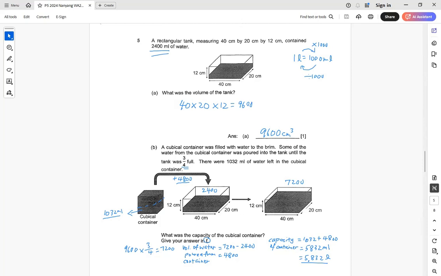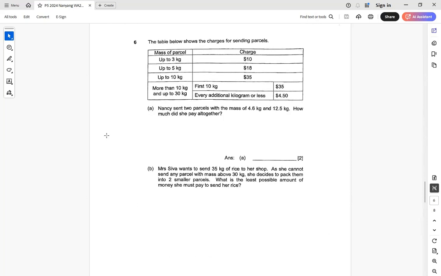Okay, with that, let me go to the next question, which is also the last question for this WA. Question 6. So Nancy, okay, sorry, the table below shows the charges for sending parcels. So you see here, up to 3 kg is $10, up to 5 is 18, up to 10 kg, 35, more than 10 kg and up to 30 kg is as per here.